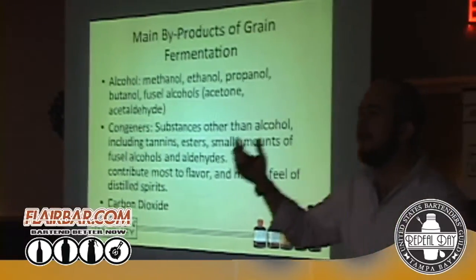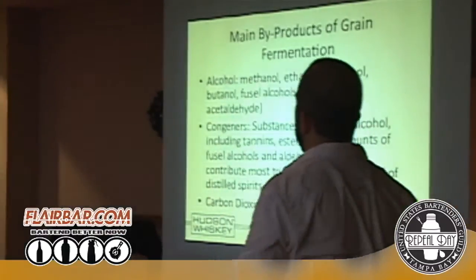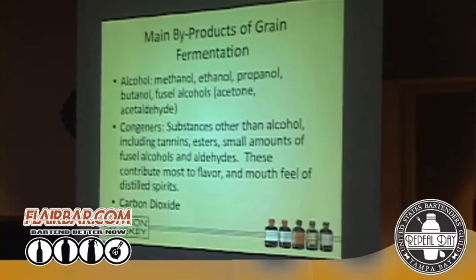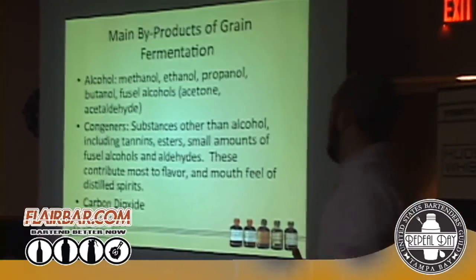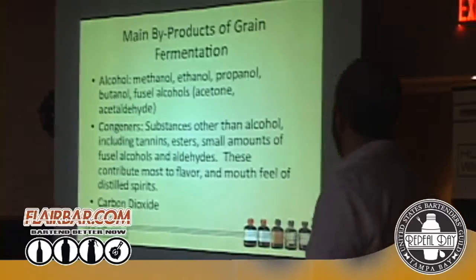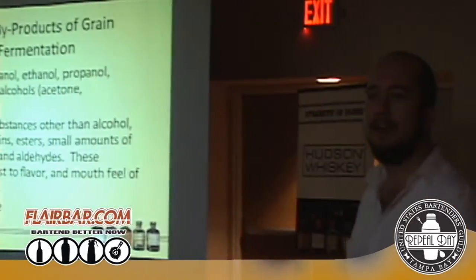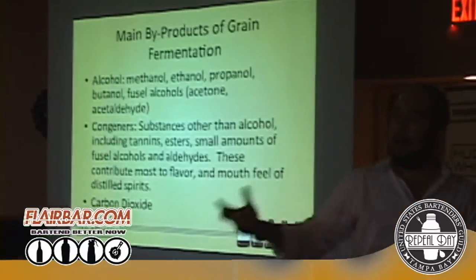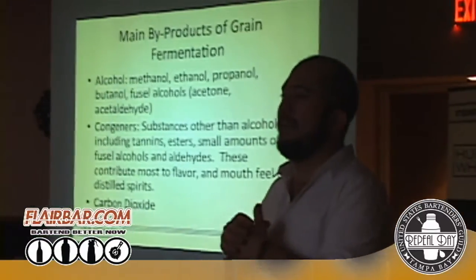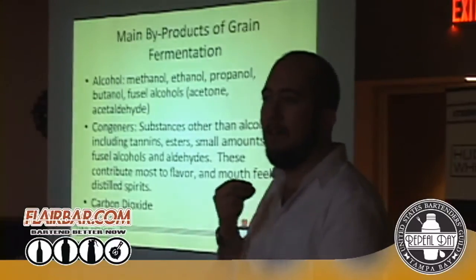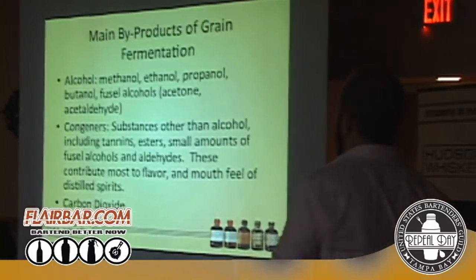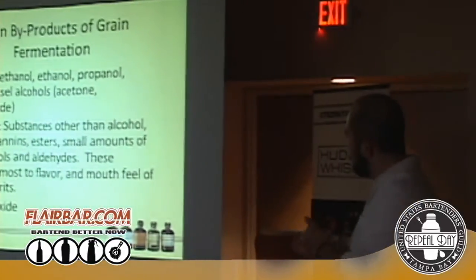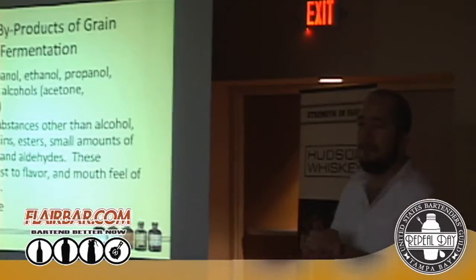So the main products of alcohol fermentation, or grain fermentation, are the different types of alcohols you get. You get methanol, ethanol, which is what we drink mostly, propanol, butanol, methylbutanol, fusel alcohols like acetone and aldehydes. We also have congeners, which are substances other than alcohol that give your whiskey a lot of the mouthfeel and the flavor profiles that we associate with whiskey. Tannins, esters, things like that.